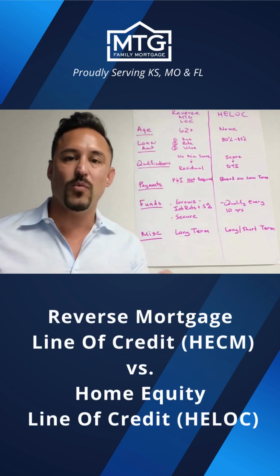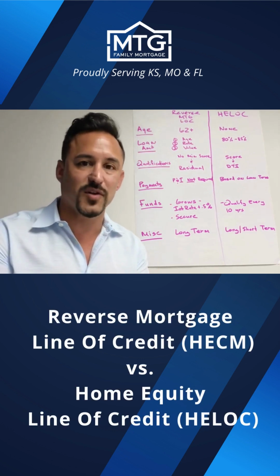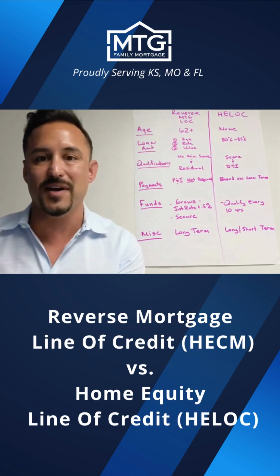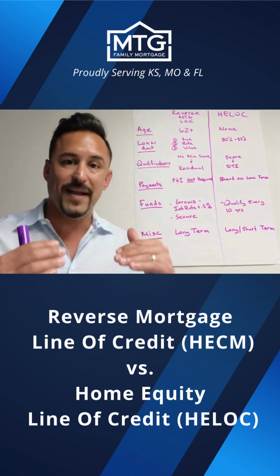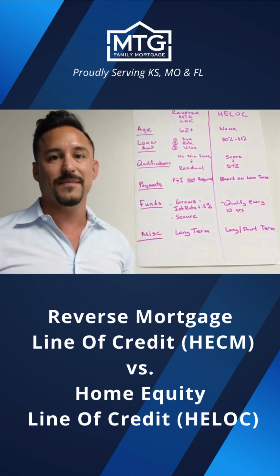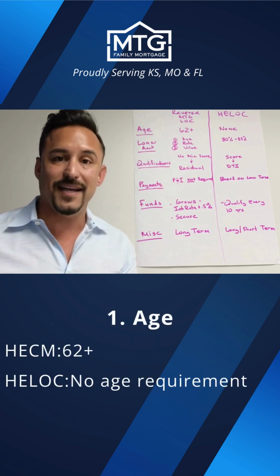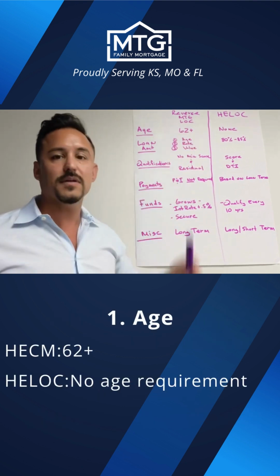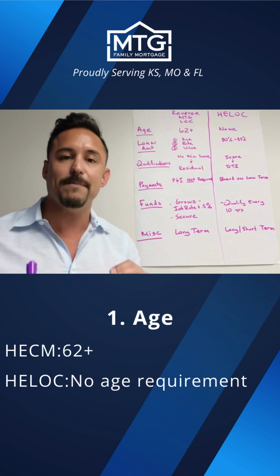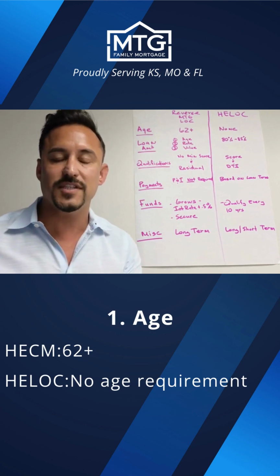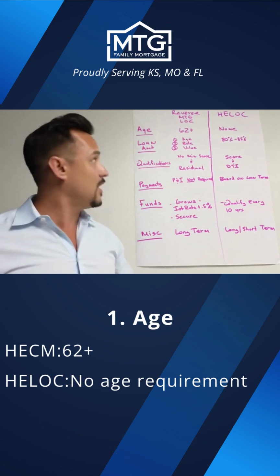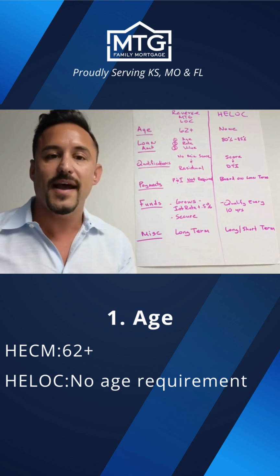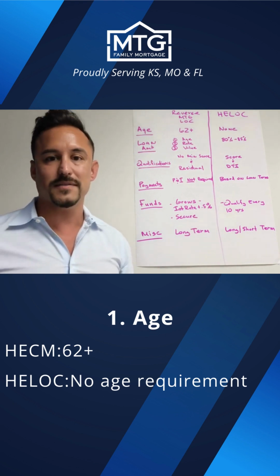I'm often asked, what is the difference between a reverse mortgage line of credit and a home equity line of credit? So I'm going to go through the major differences with you today. The first one being age. A HECM reverse mortgage has a minimum age of 62 years or older, whereas a home equity line of credit, of course, has no age requirements.